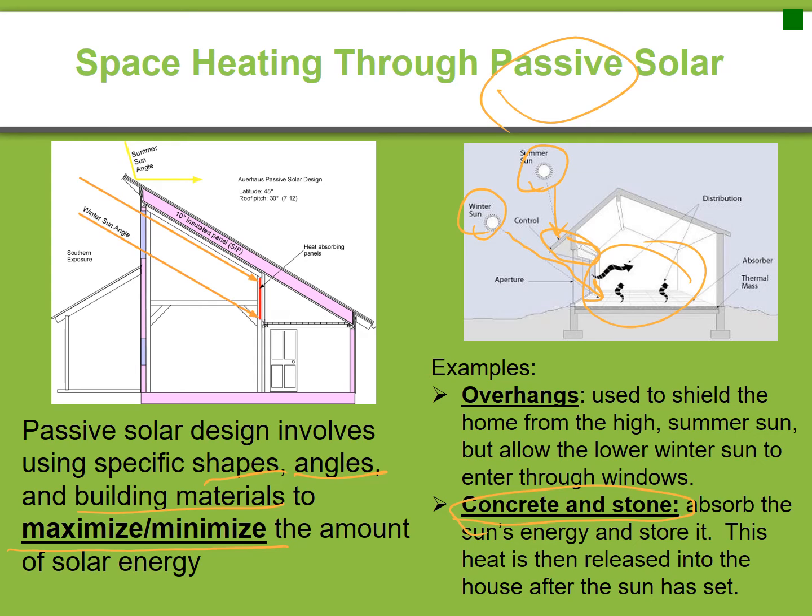So what happens is that concrete and stone can absorb energy, the sun's energy, at a slower rate. It absorbs it, keeps absorbing it, and doesn't release it right away, unlike other materials. And so it absorbs it during the day. And then when it gets really cold at night in the desert, that will provide a source of heat.